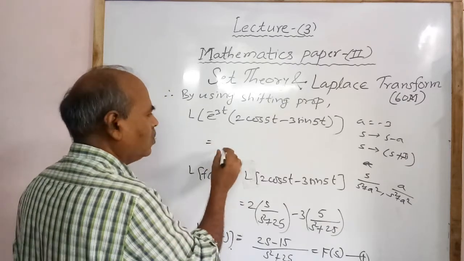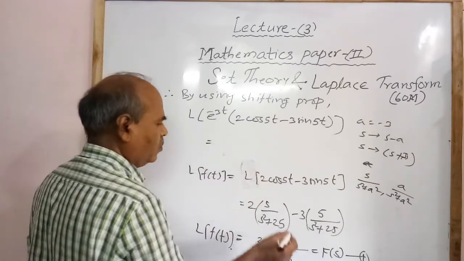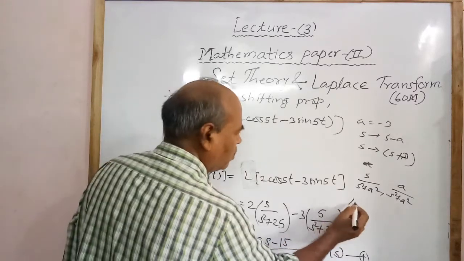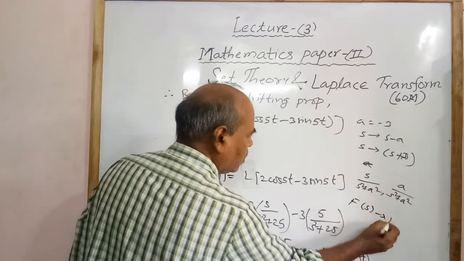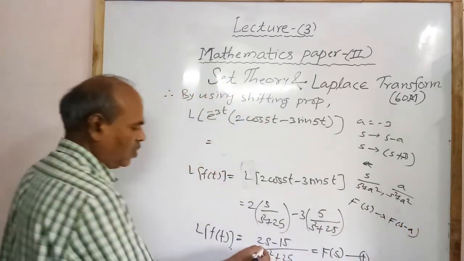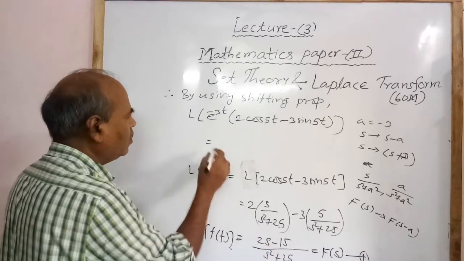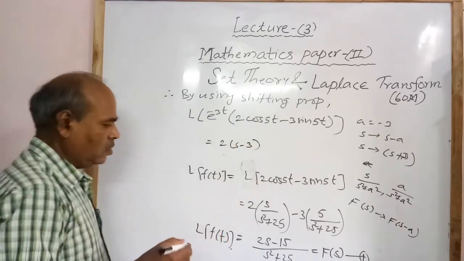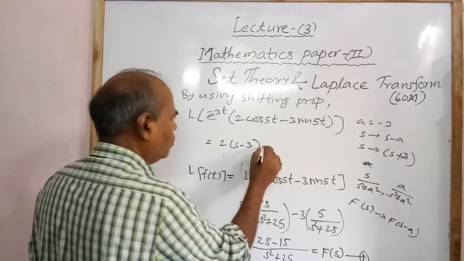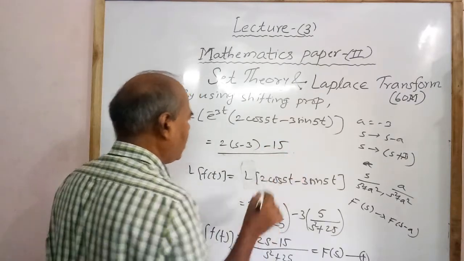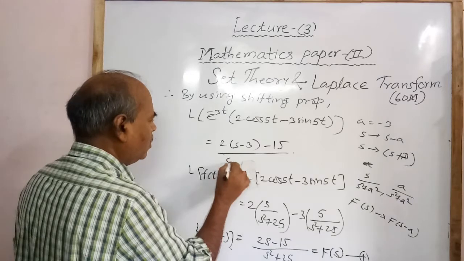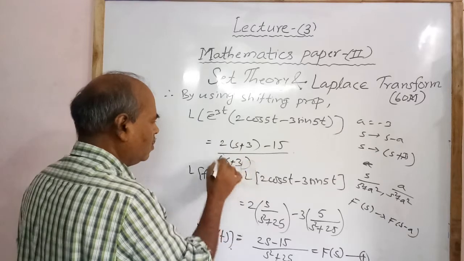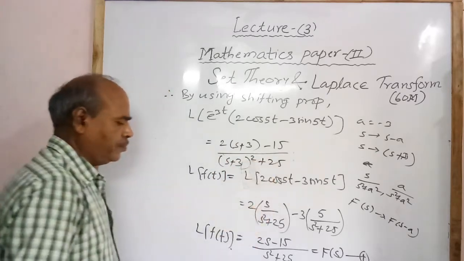Therefore, we have the Laplace of this as, we replace s by s minus a in the equation 1. This is F of s. By shifting formula, F of s gives F of s minus a. Therefore, replacing s by s minus a in the equation 1, Laplace of this is given by 2 times s minus 3 minus 15 divided by s minus, if there is minus then we have plus here, therefore s plus 3 square plus 25.